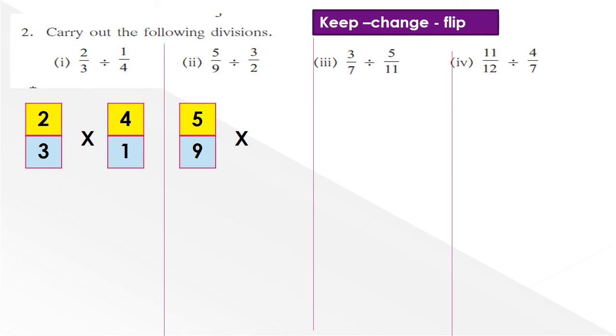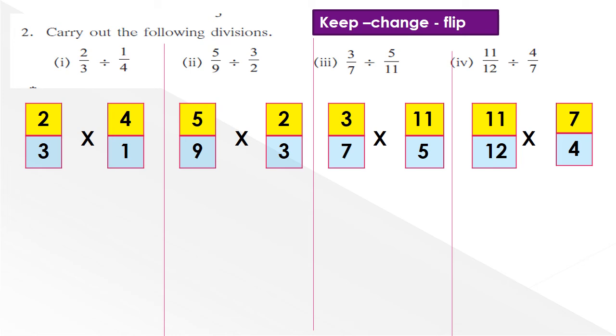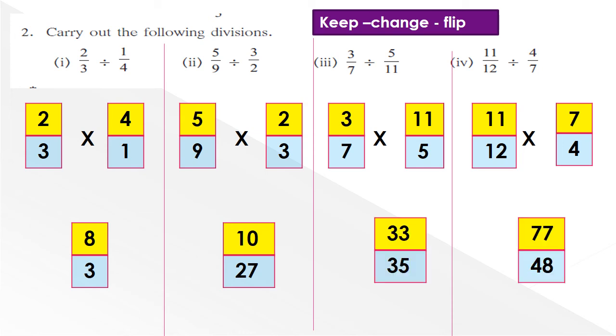So now we'll do it for everyone, right? Keep, change, flip. So here this will be 2/3, 3/7, change, flip. Again keep, change, flip. And now it is so easy. 2 4s are 8/3. This is 10/27, 33/35 and 77/48. So remember the formula, keep, change, flip.